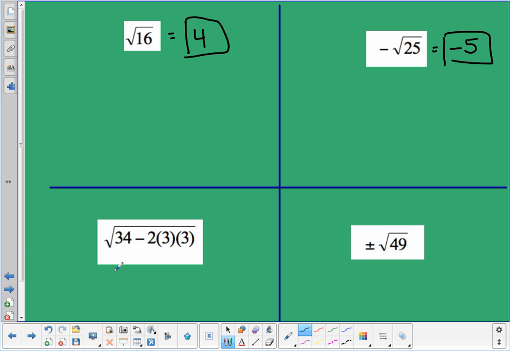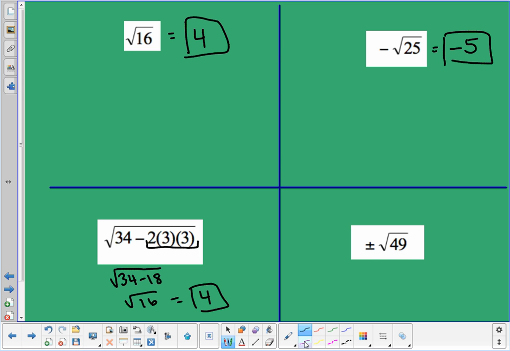Take a look at number 3. I have the square root of 34 minus 2 times 3 times 3. Order of operations tells me that I need to multiply before I subtract. So I'm going to multiply those together. 2 times 3 times 3 gives me 18. So this is the square root of 34 minus 18. Then I can subtract. 34 minus 18 is 16, and the square root of 16 is equal to 4.